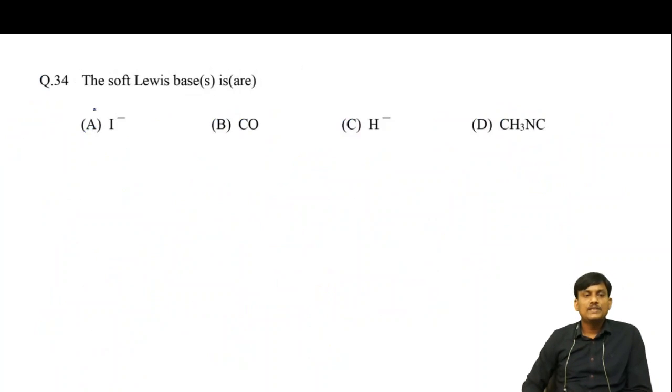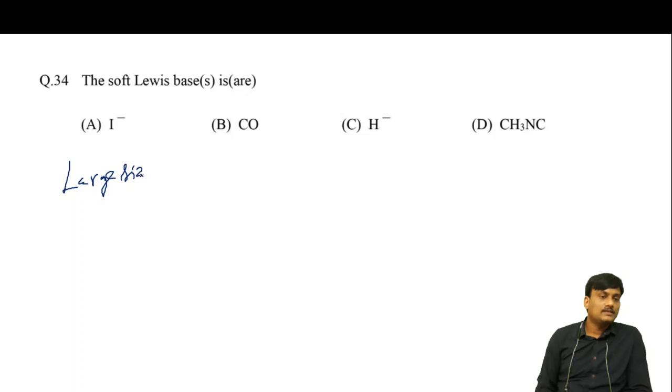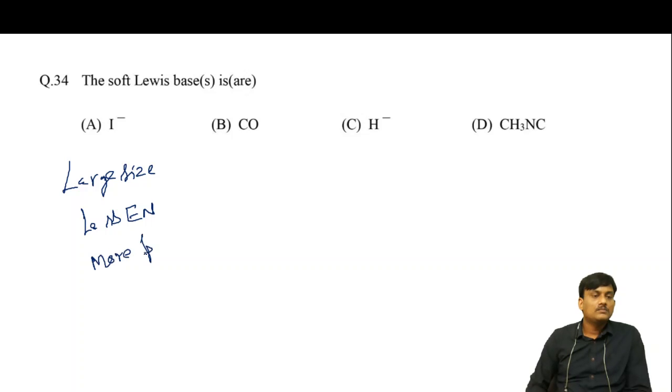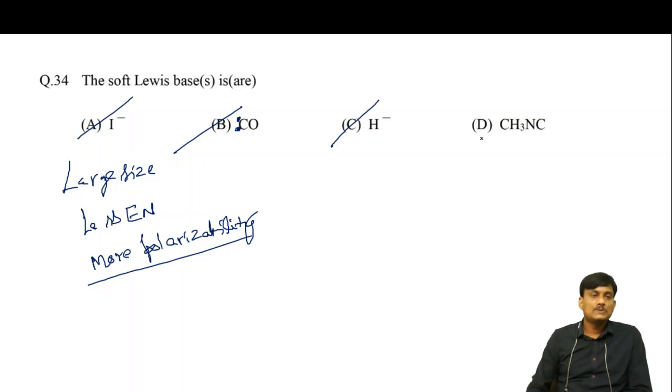The soft Lewis base is, okay, which Lewis bases are soft, generally in size, large size, and the donating atom is less electronegative and more polarizability. Okay, these are the conditions for more polarizability. Then the bases will be soft bases. I minus large in size, so it's a soft base. Here carbon is the donating atom, less electronegative, so CO is also soft base. H minus large in size, so this one also soft Lewis base.